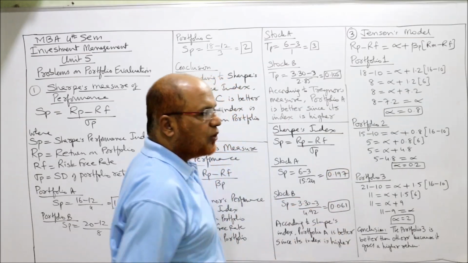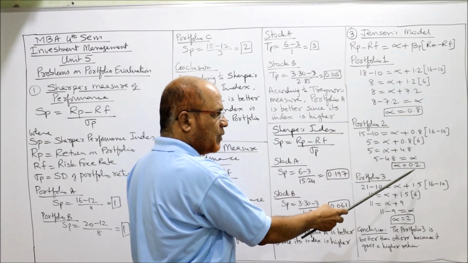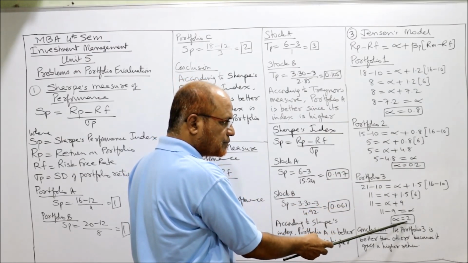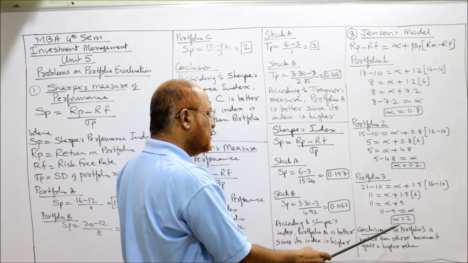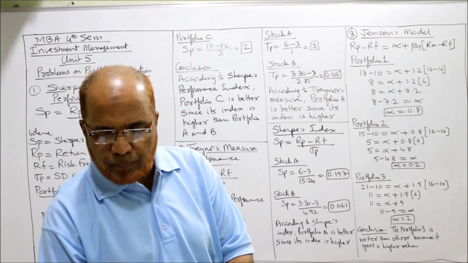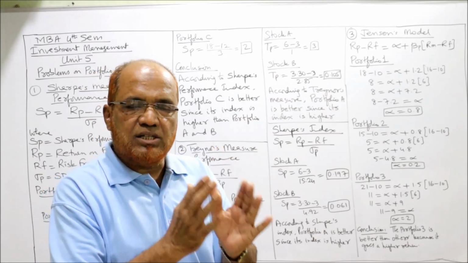अब देखिए तीनों पोर्टफोलियो का अल्फा कैलकुलेट कर लिए. फर्स्ट पोर्टफोलियो 0.8, सेकेंड पोर्टफोलियो 0.2, थर्ड पोर्टफोलियो 2, हाईएस्ट पोर्टफोलियो 2. The portfolio 3 is better than others because it gives a higher return. That is the conclusion. So 3 problems we have solved: Sharpe index, Treynor index, Jensen's index.